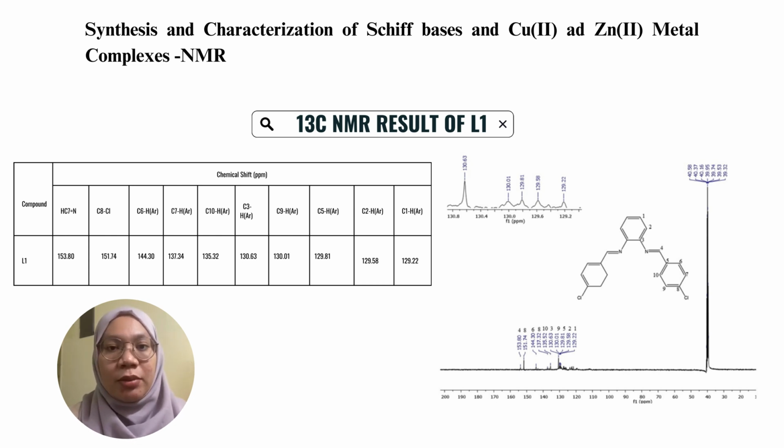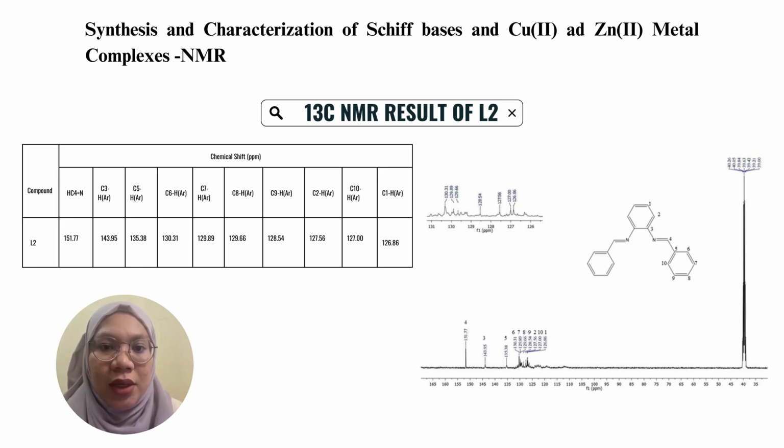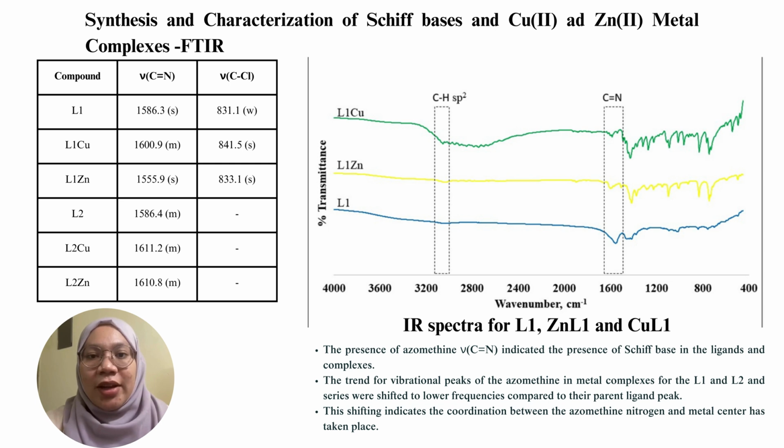The aromatic carbon for ligand 1 appears in the range 129.22 ppm to 151.74 ppm. From the table of the 13C NMR data for ligand 2, the resonant peak of aromatic carbon C=N for ligand 2 was observed in the downfield region at 151.77 ppm. The aromatic carbon for ligand 2 appears in the range of 126.86 to 143.95 ppm.